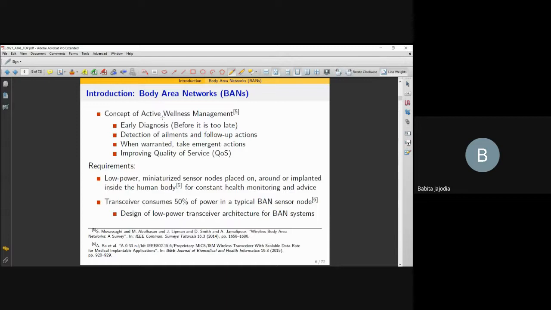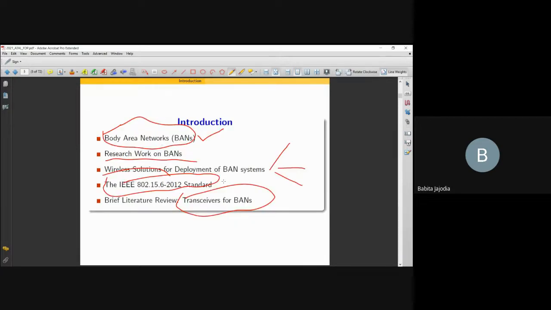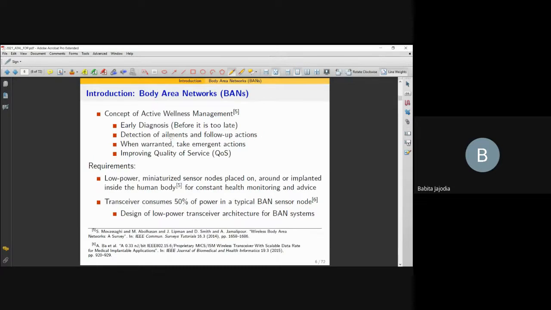So when we say introduction, as I mentioned, when we say body area network, why do we need it? The first question that comes to our mind is, why body area networks? The concept has come for active wellness management. What is the advantage of this? It will help with early diagnosis before it's too late, as well as detection of ailments and follow-up actions.